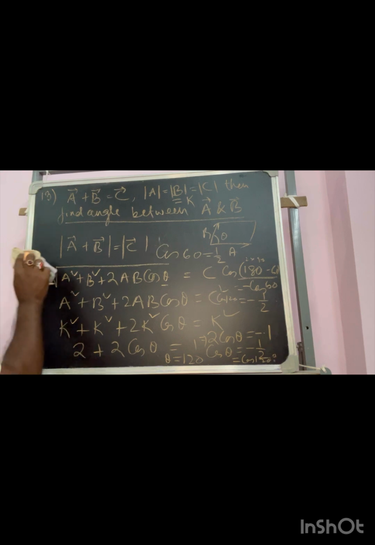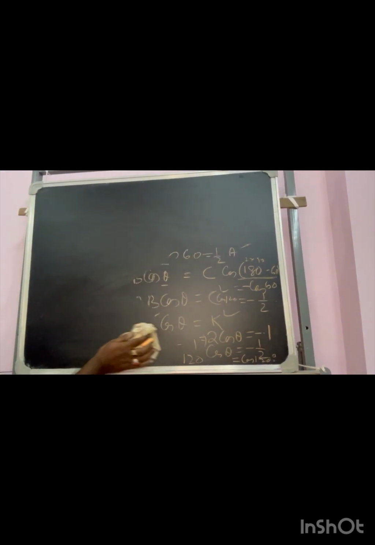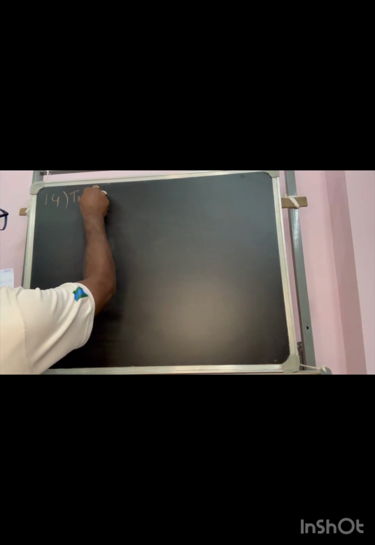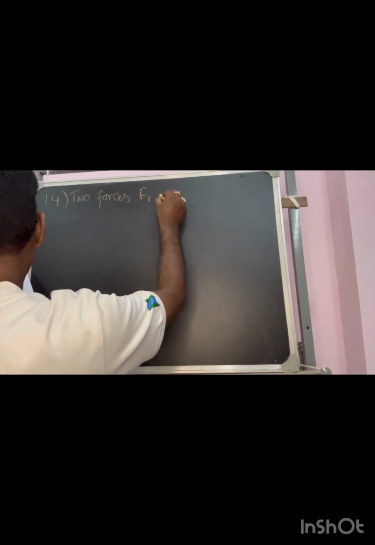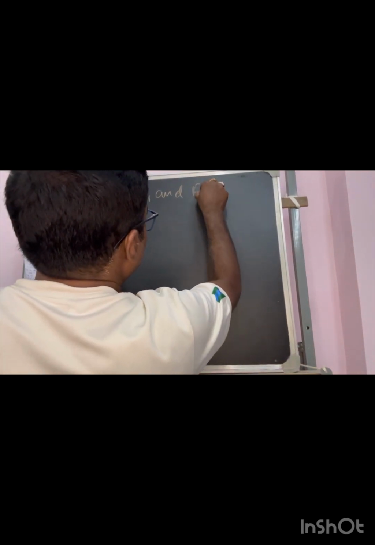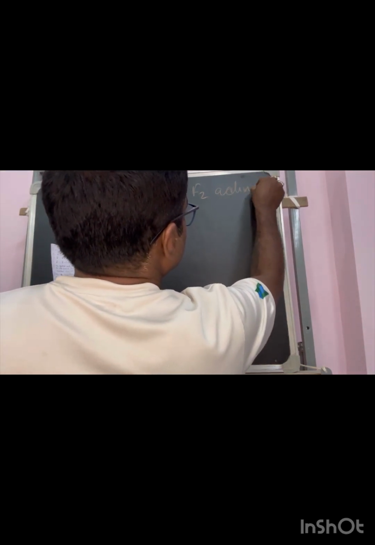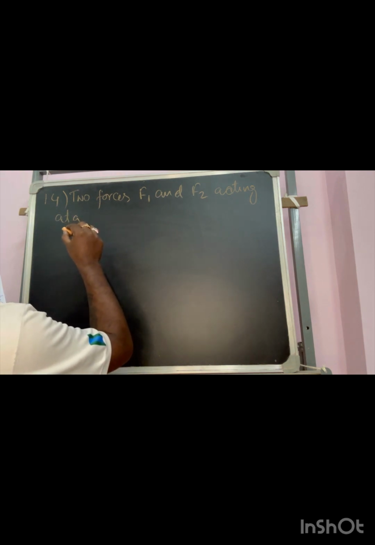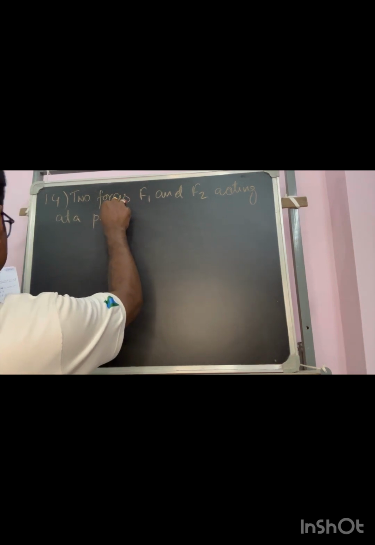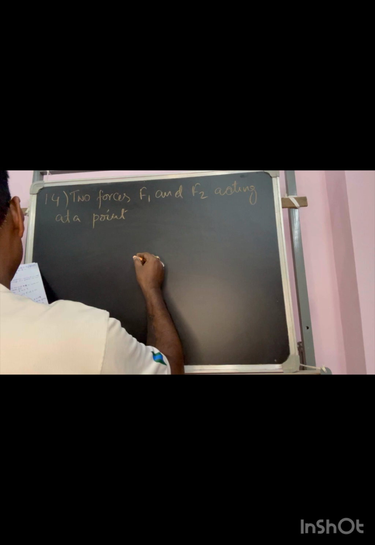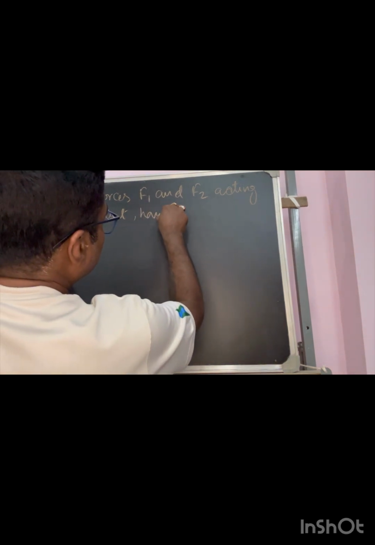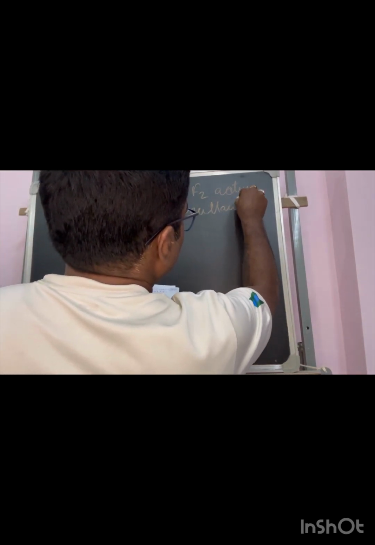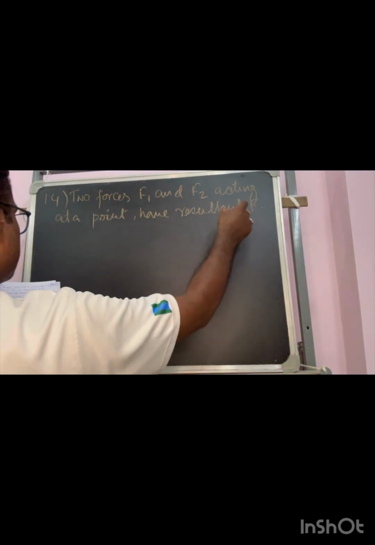Okay, moving to problem number 14. Two forces F1 and F2 acting at a point have resultant F. So there are two forces F1, F2, and the resultant is F.